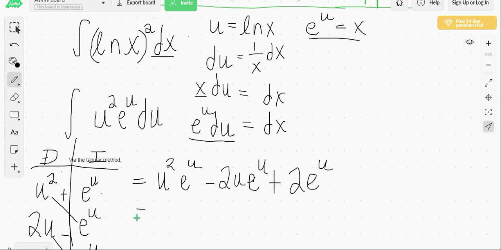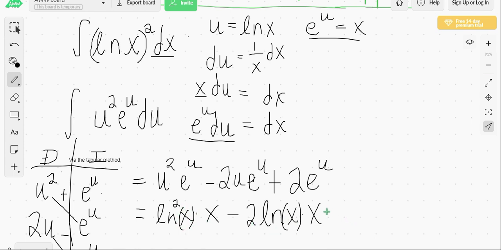So we just write (ln x)^2 times x minus 2 ln x times x. Maybe I'll just insert some parentheses just to make sure no one confuses this. And then plus 2x plus C.